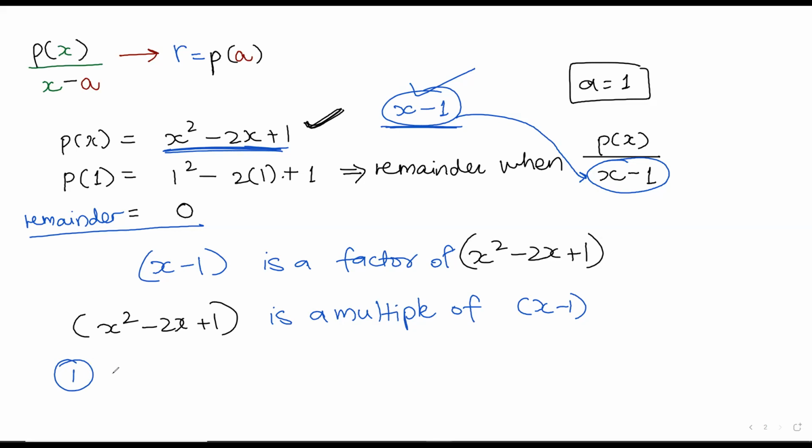Hamna, if you are given two polynomials, one of them is a polynomial of any degree and the other one is a linear polynomial. So you're given two polynomials and you are asked to find out whether the first one is a multiple of the second one or not, and you have to do it using the remainder theorem, then how will you find that? What will you do?